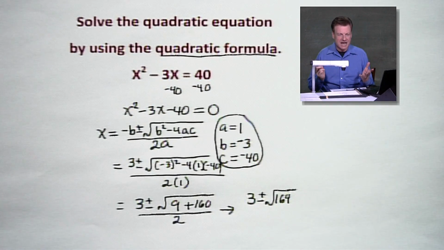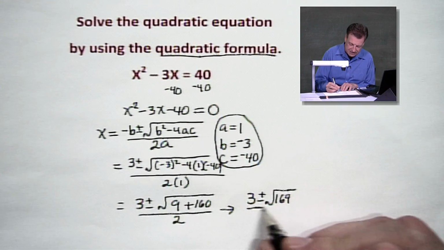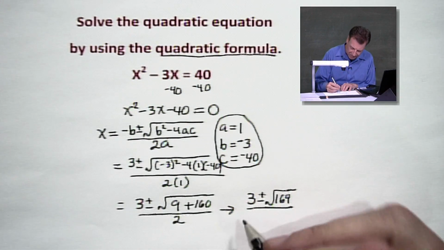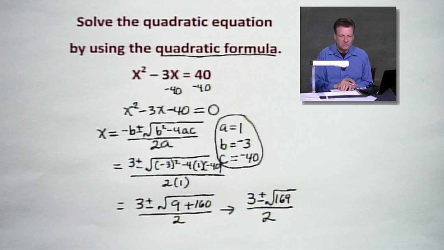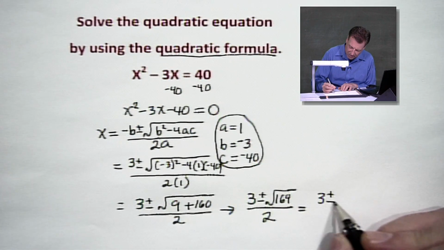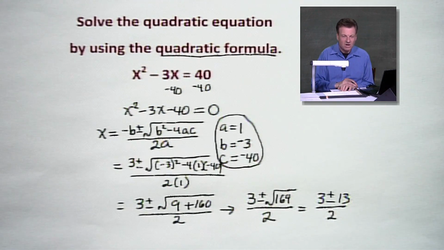Y'all know why it makes me happy? Very simply because it's a perfect square. 169 is a perfect square. It gives us 13. So this is going to be an easy one to figure out. Over 2 still. Don't lose that 2. So you say, well, Ernie, what do we do with that? We're going to say 3 plus or minus 13, put it over 2. Wow, we're going good here.